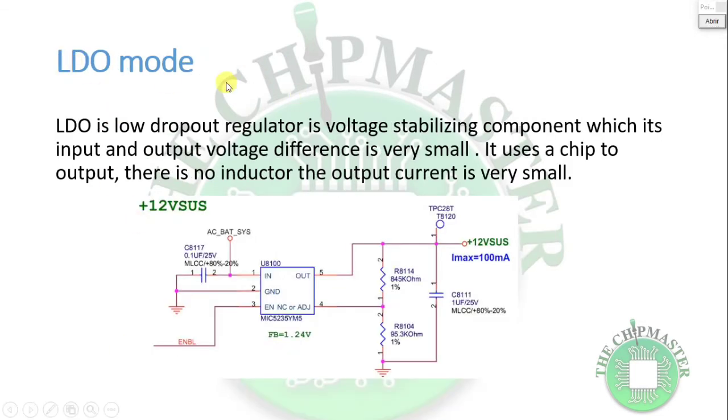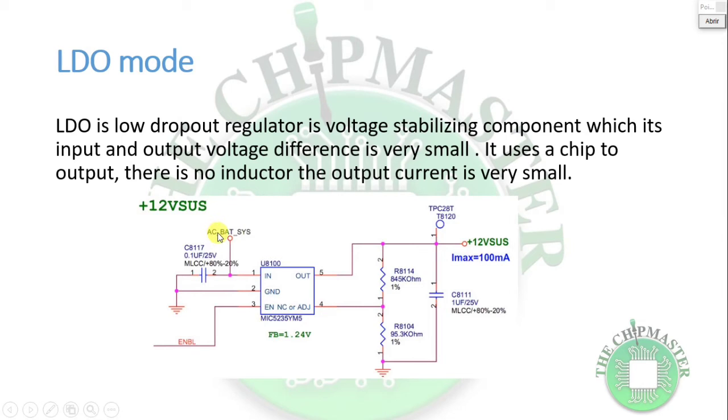Alright, so we have LDO mode now. LDO, which is low dropout regulator, right? A low dropout regulator is a linear voltage stabilizing component whose input and output voltage difference is very small, right? It uses a chip to output. There is no inductor. The output current is small, as I said before, and it normally uses a chip to output its power source. So as you can see, we have here a schematic which is taken from an ASUS.